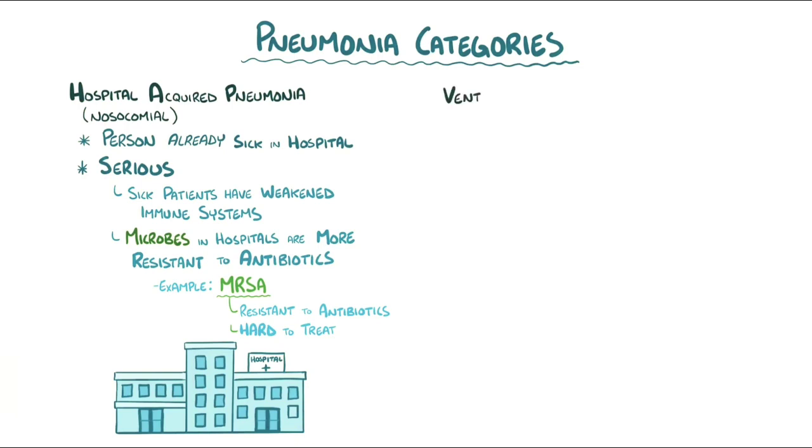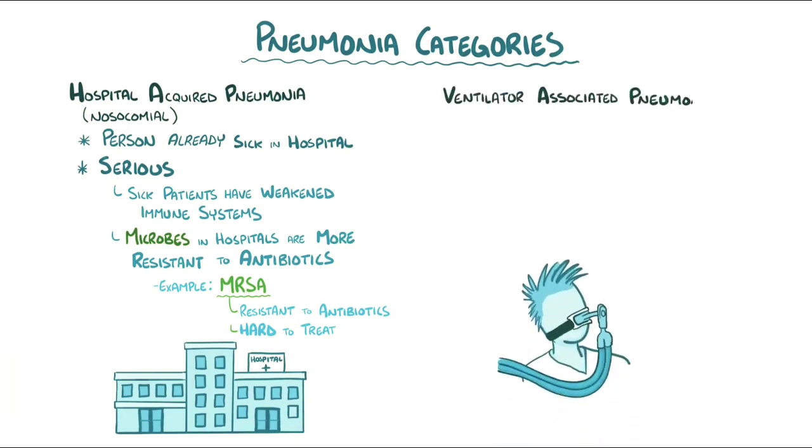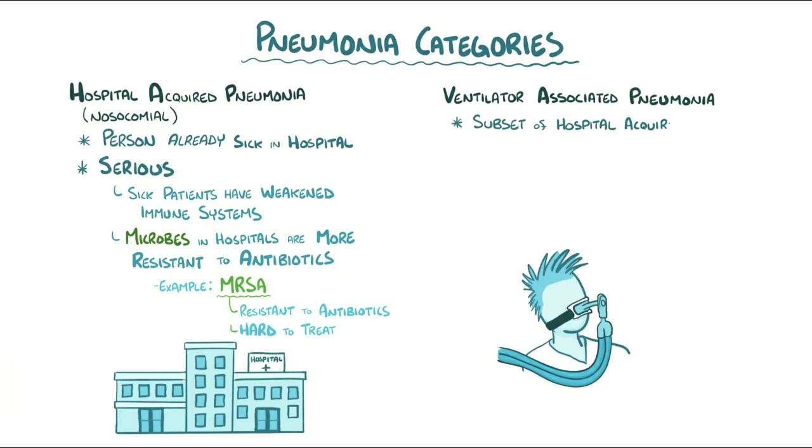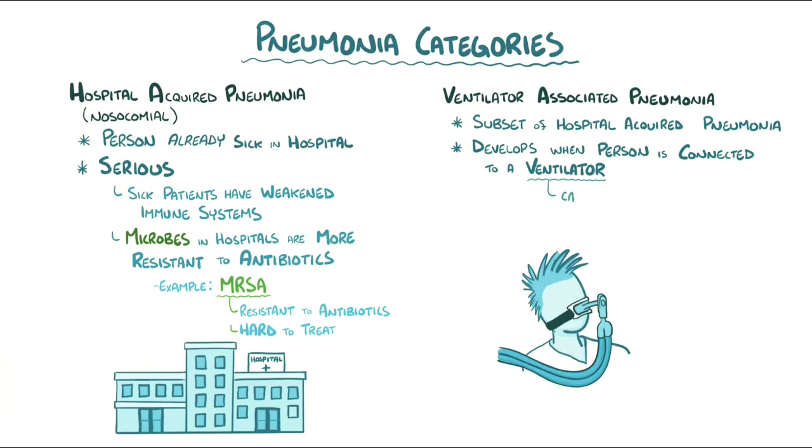Another category of pneumonia is ventilator-associated pneumonia, which is a subset of hospital-acquired pneumonia, but it specifically develops when ill individuals are connected to a ventilator. Oftentimes there's a biofilm, which is a mix of bacteria, sugars, and proteins that can coat a surface, that forms on the endotracheal tube. Individuals on a ventilator can't cough, and are often pretty sick already, so over time microbes can move from the tube directly into the lung and cause a pneumonia.